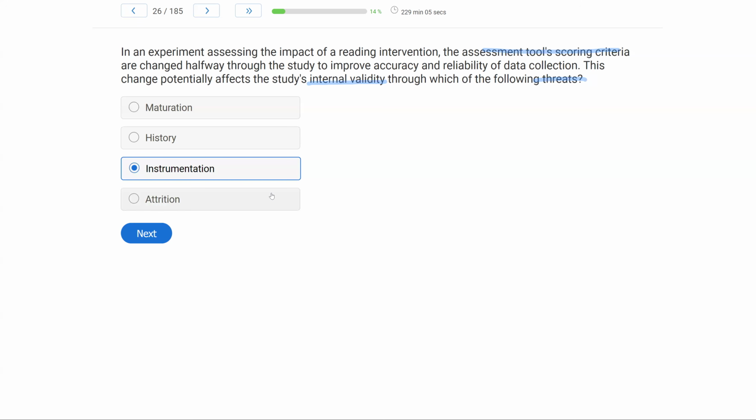Attrition. Attrition has to do with participants dropping out. We're talking about the tool. We're discussing the change in instrumentation.